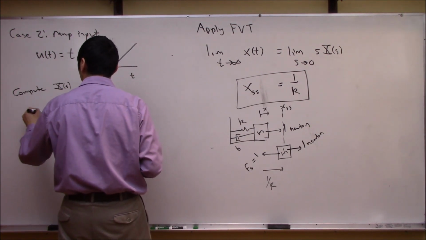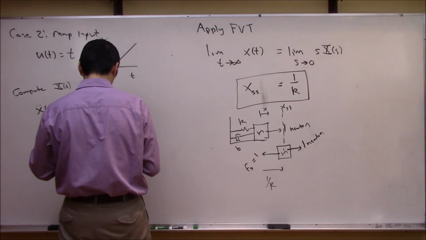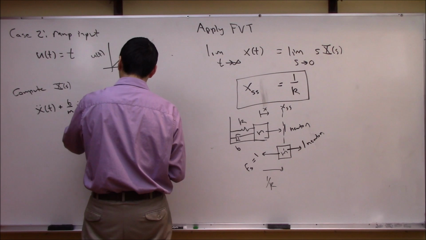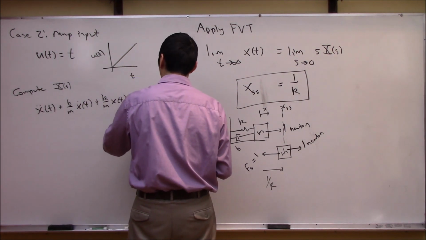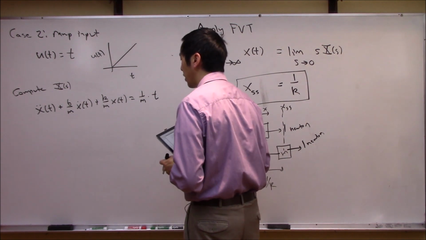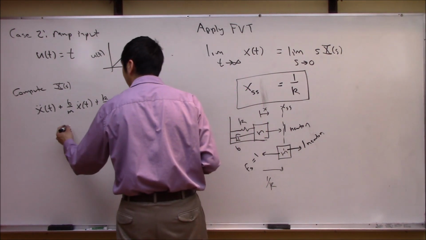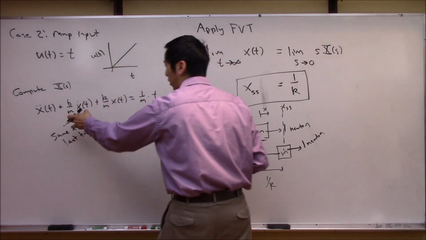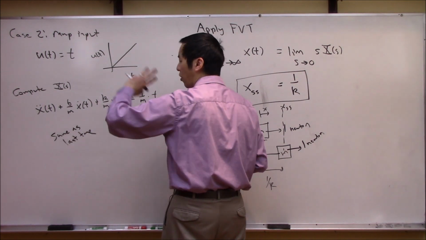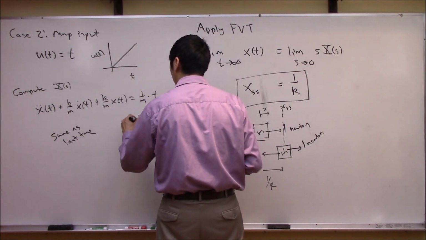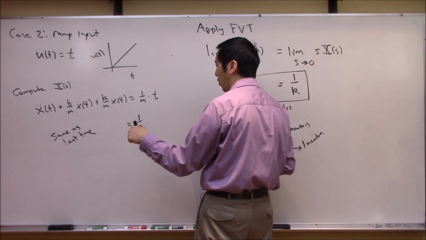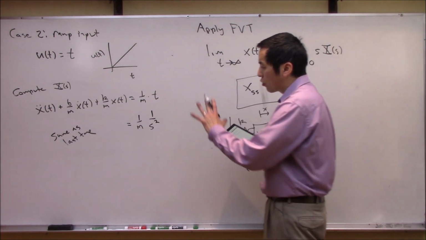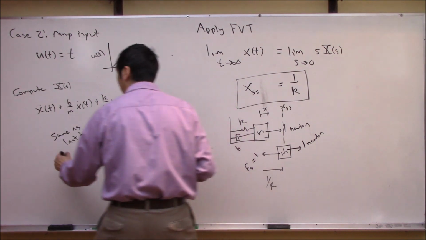Again, we go back to our original differential equation: x double dot of t plus b over m x dot of t plus k over m x of t is equal to 1 over m times the input, which is now time t. Now I Laplace transform everything. The left-hand side is the same as last time: you get an s squared, you get an s, all this stuff shows up. Over here, though, it is now different. The Laplace transform of a single ramp is 1 over s squared. Now you do all this stuff and solve for x of s.